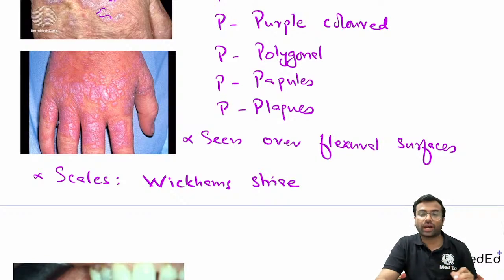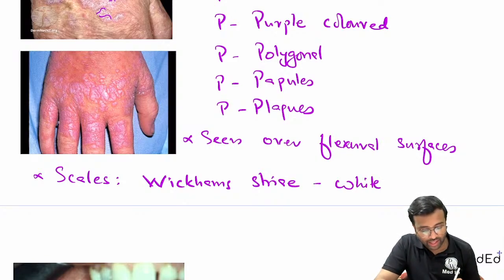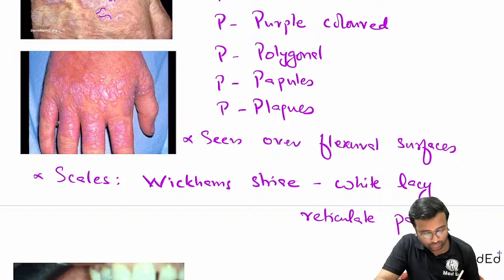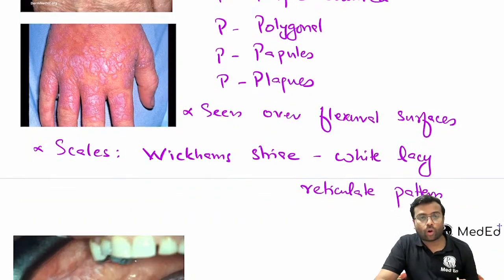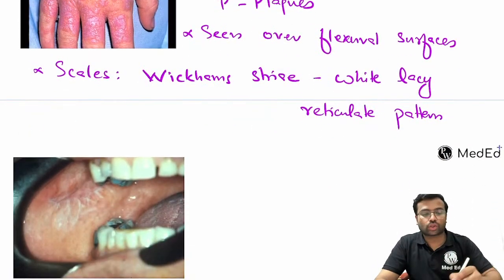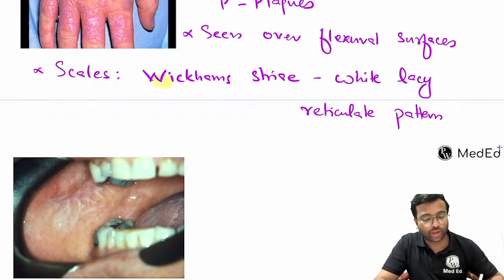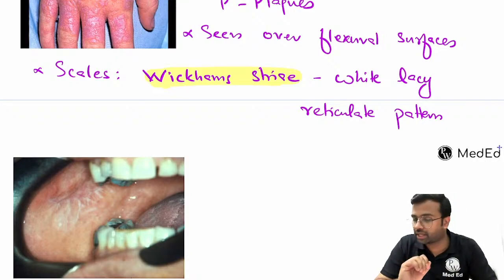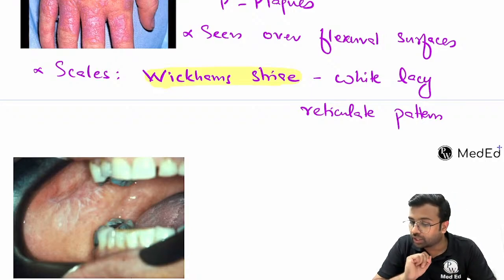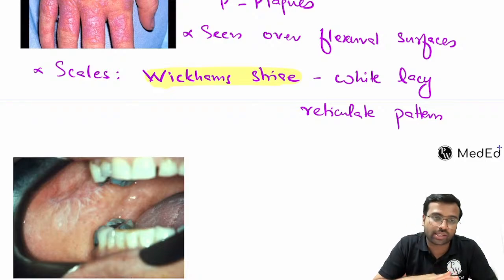Wickham's striae. So what is Wickham's striae? These are a white, lacy, reticulate pattern over the lesions. So that is called Wickham's striae. Very important terminology. Wickham's striae, very typical for lichen planus. Is it clear? Very good. All of you are answering. So all these things are right.